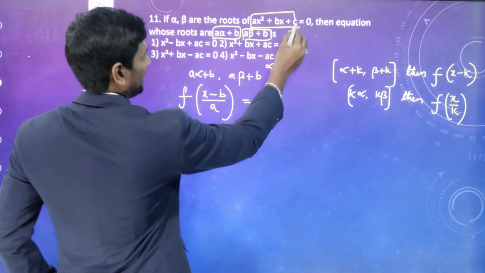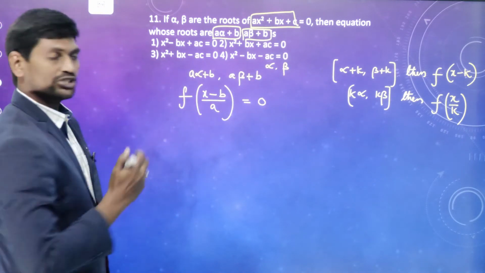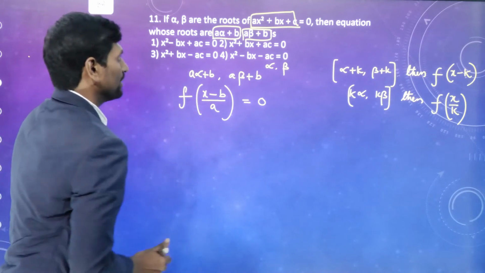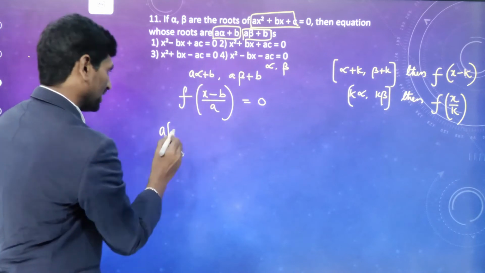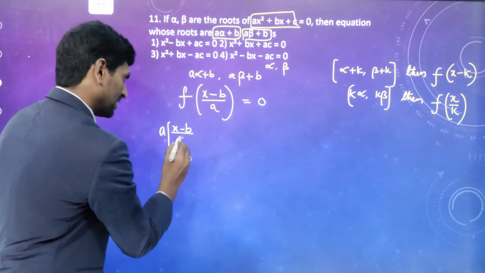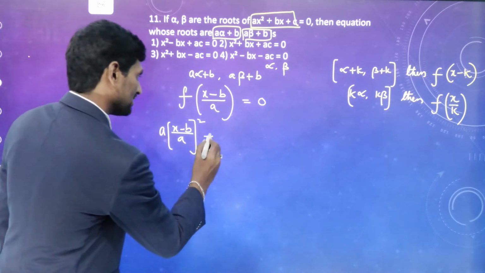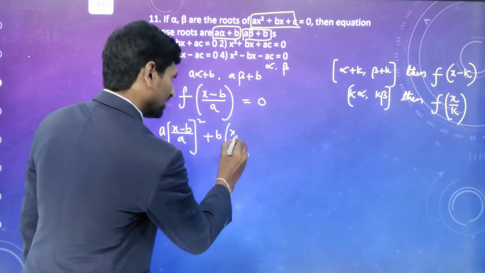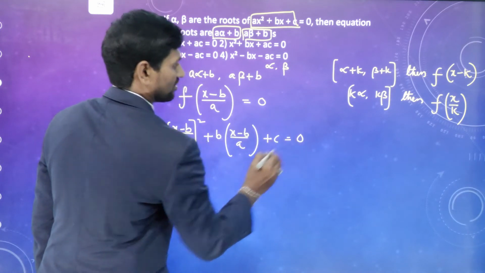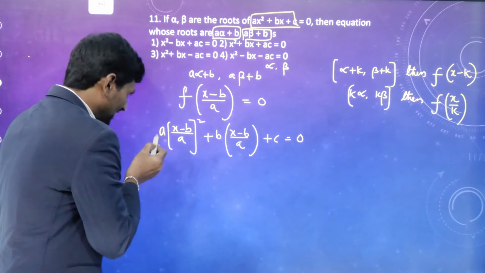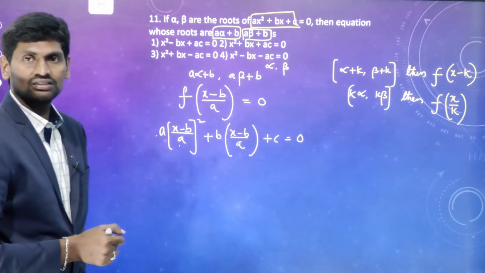So what is the equation here? Ax square plus bx plus c equals to 0. So in the place of x, just substitute x minus b by a. That implies in the place of x square, x minus b by a whole square plus b into x minus b by a plus c equal to 0. Now can we cancel here a and a? Both are, one is numerator and one is denominator. Can we cancel like this?